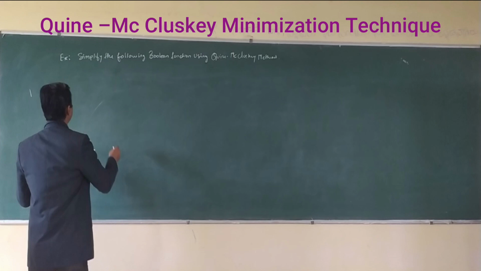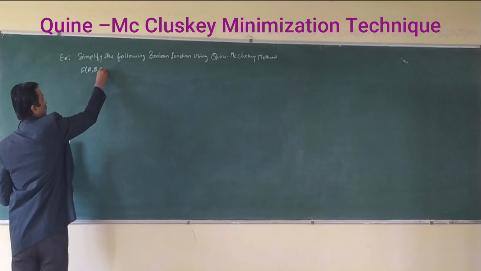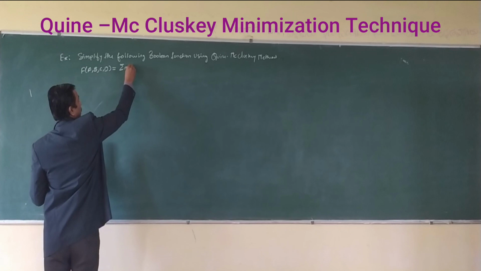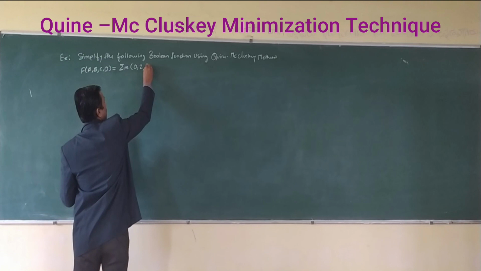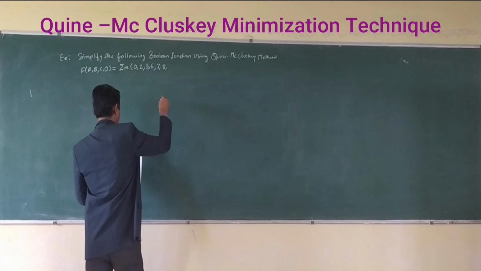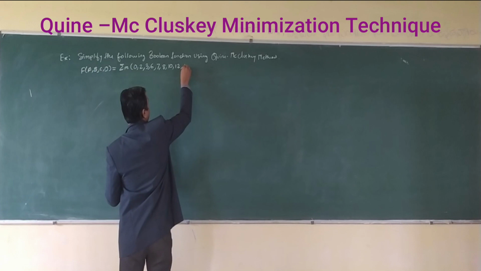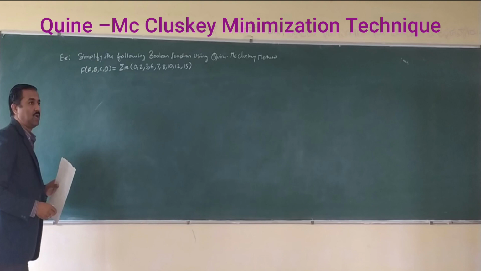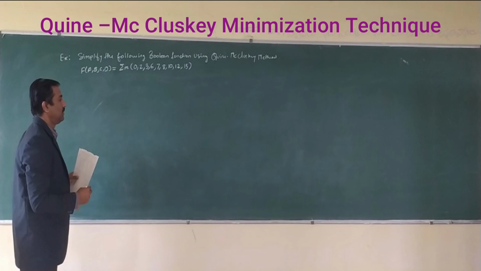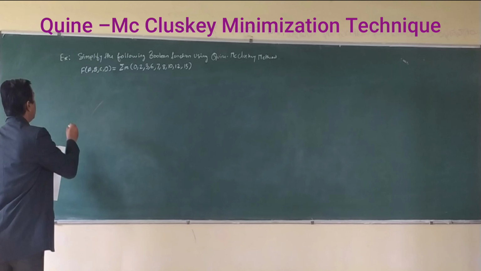We have the function f of a, b, c, d equal to summation of m 0, 2, 3, 6, 7, 8, 10, 12, and 13. So these are the min terms given, and we need to apply the QM method for simplifying this Boolean function and get the minimum expression. So let us start with the solution.